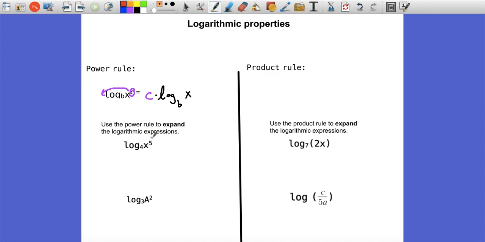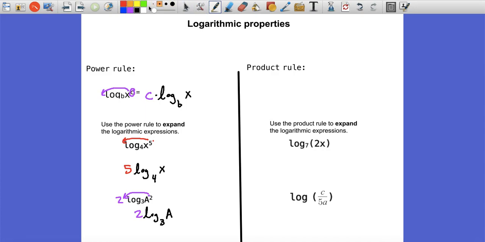All right, so we've got this exponent here, that 5, that swoops out front. So we've got 5 times log base 4 of x. And there we go. Nothing too crazy there. Again, works the same way here. 2 swoops out front, that's the exponent, and we've got 2 times that logarithm that remained, log base 3 of a. Again, nothing too fancy here. That's the power rule. Next, you have the product rule.